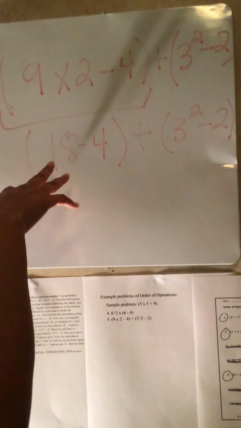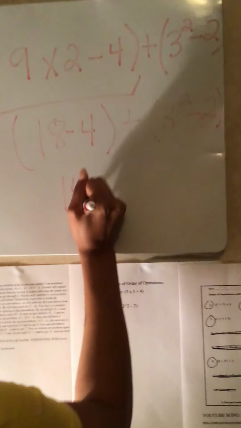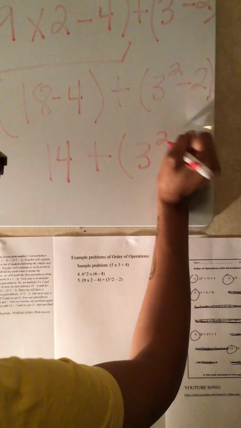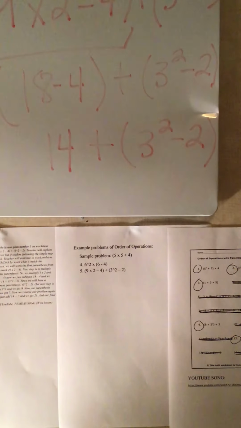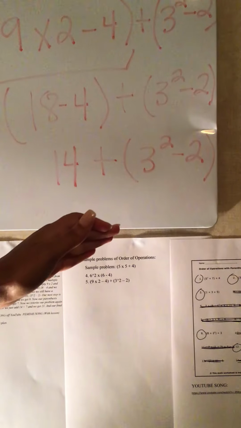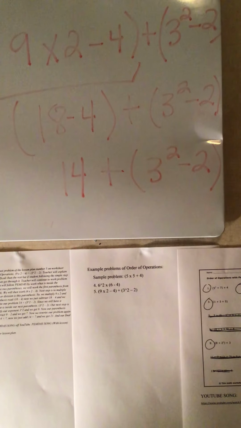Now we just simply subtract 18 minus 4. We get 14. And we just bring the rest of our problem down. Now, since we're done with this parentheses, we're going to go to our next parentheses because that's our first step in order operation.